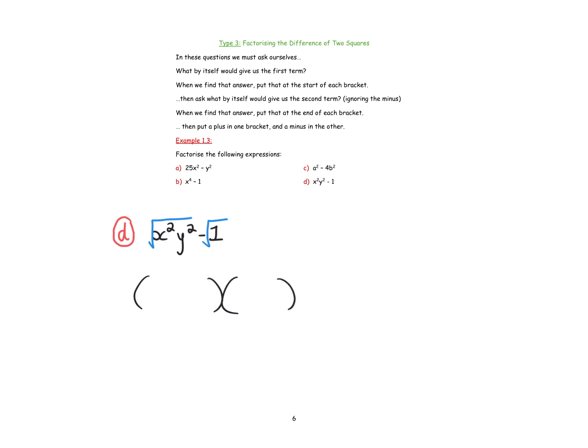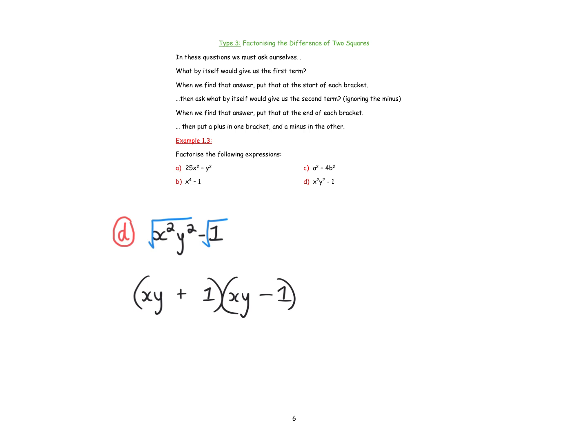To begin, I open up my two brackets. The square root of x squared y squared is xy, so I write that on the left-hand side of the first bracket and the second bracket. The square root of 1 is 1, so I write that on the right-hand side of the first and second bracket, and then I put a plus in one and a negative in the other. The answer for part D of example 1.3 then is xy plus 1 times xy minus 1.